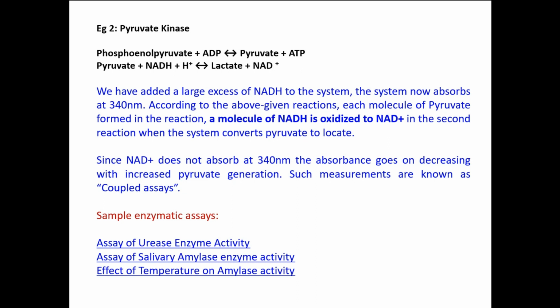So if the absorbing compound is present in the substrates, you have to see a decrease in the concentration. If it is in the products, you have to see an increase in the concentration. Are you clear with this? Are there any doubts?